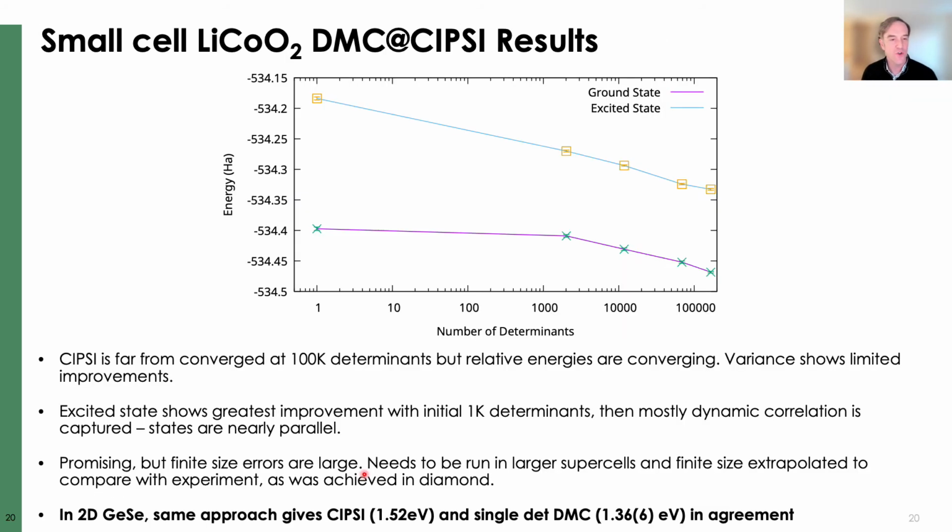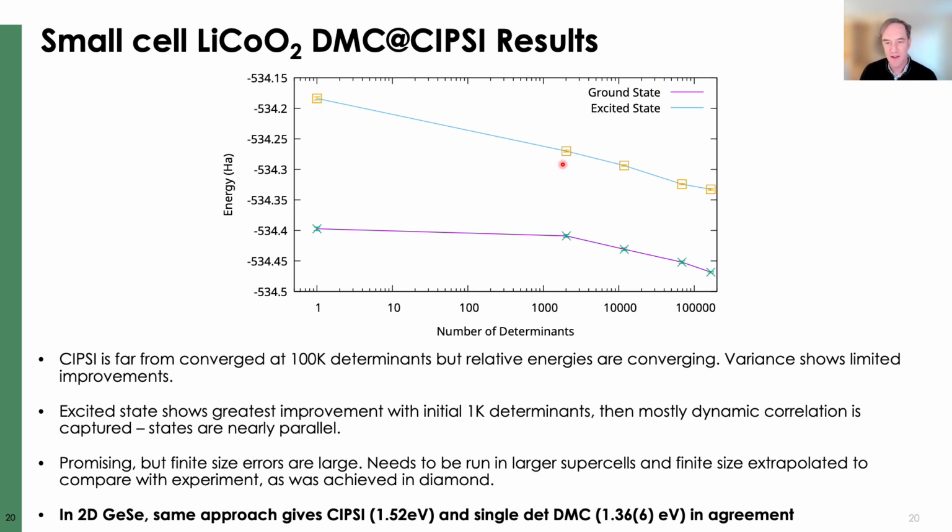So what then do we find when we apply this in lithium cobaltate? Well, we only have results in small supercells so far, but already the results are very, very encouraging. So here I'm showing the energy on the vertical axis against the number of determinants, and notice the log scale. And at first we have the ground state, here in purple, and then above that in excited state. And actually one can see from the trend line that initially the gap here is going to be too high, or it's certainly higher than it eventually ends up.